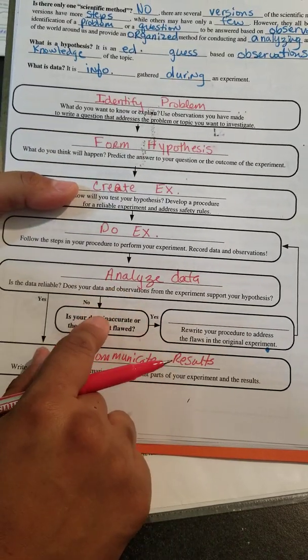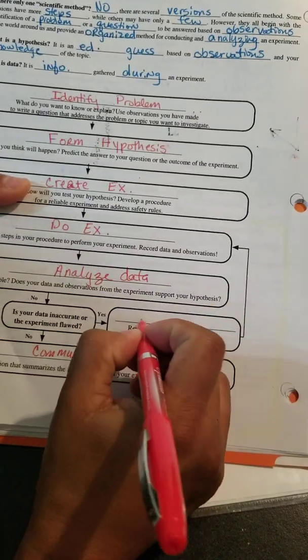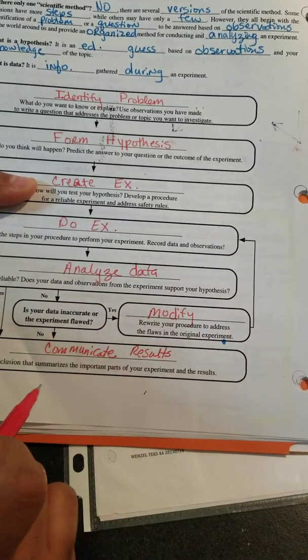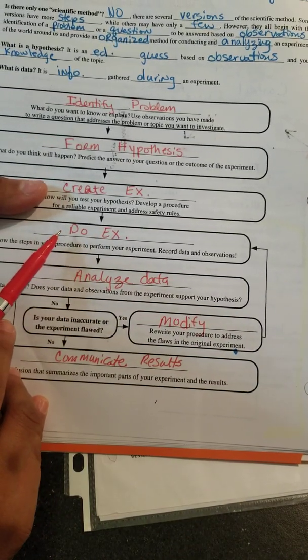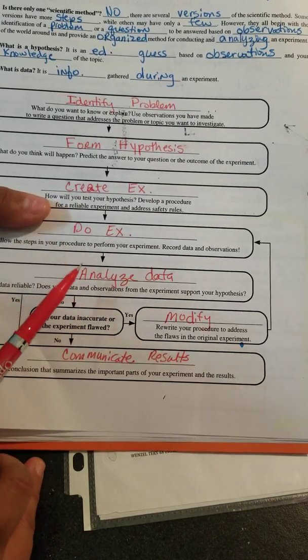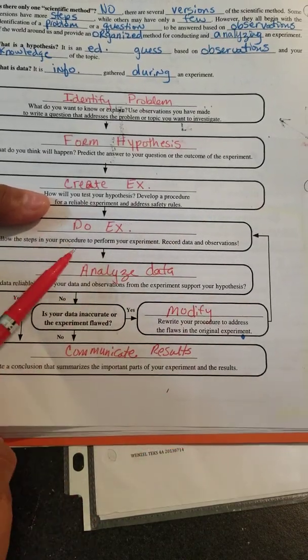Or what happens if it's incorrect and it doesn't answer that question? Well, in that case, we need to go ahead and we need to modify, maybe come up with some different types of steps, change it if you have to, or just change a little bit, and then go back, do the experiment again, analyze the results, and then maybe you're done. If not, you go back and do it again.